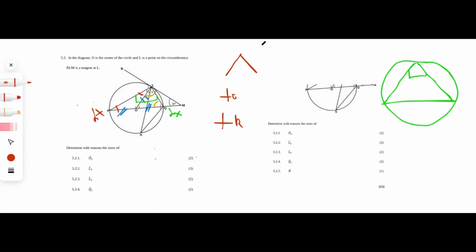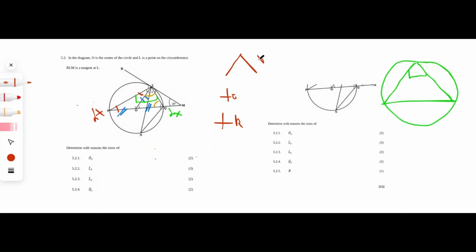Okay, so the only way tangents from the same point would be applicable to this specific question is if we had two tangents that stem from the same point that touch this part of the circle. Okay, but in this case this is not the case. So it's not applicable. We don't even have two tangents, so that's not applicable.